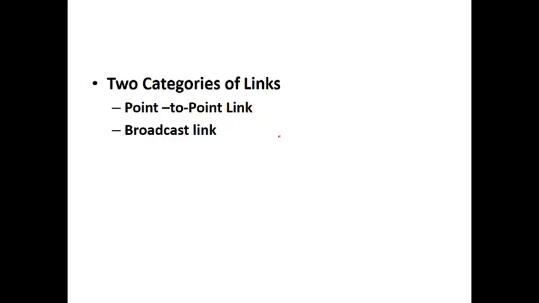So if we consider the categories of links, there are two types: point-to-point link and broadcast link. Now what is this point-to-point link? If I consider two devices, and I deliver the data only to this device, then we can say that this is a point-to-point link.